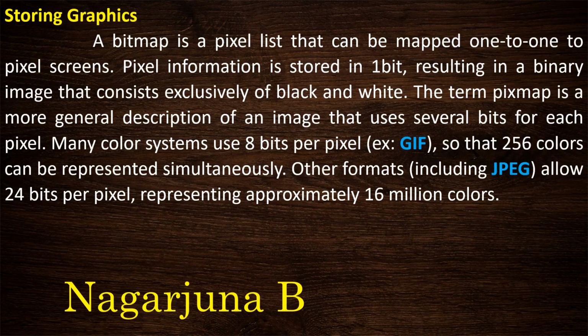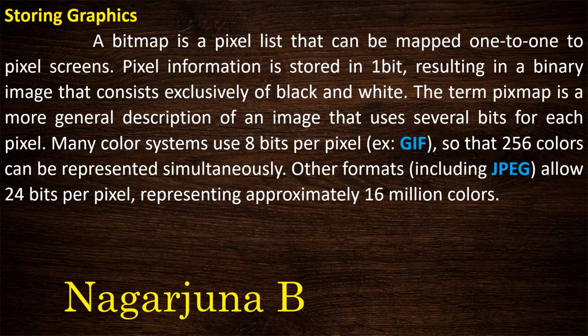An example is GIF, Graphics Interchange Format. By using 8 bits per pixel, GIF can represent 256 colors simultaneously. Many color systems use 8 bits per pixel, and GIF, with 8 bits per pixel, can represent 256 colors.